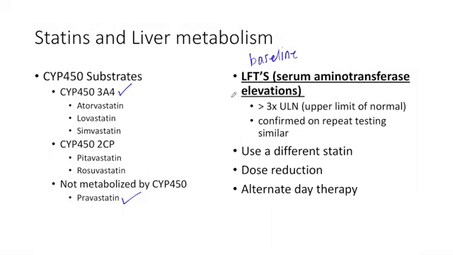A small rise of the LFTs is not a reason to pull the statin. Statins are very beneficial medications. You don't just stop them because you had a bump of your AST and ALT by 5 points. It needs to be greater than 3 times the upper limit of normal. Let's say your AST is in the normal range and the high end of normal is 40. You times that by 3, so you would need an AST above 120.